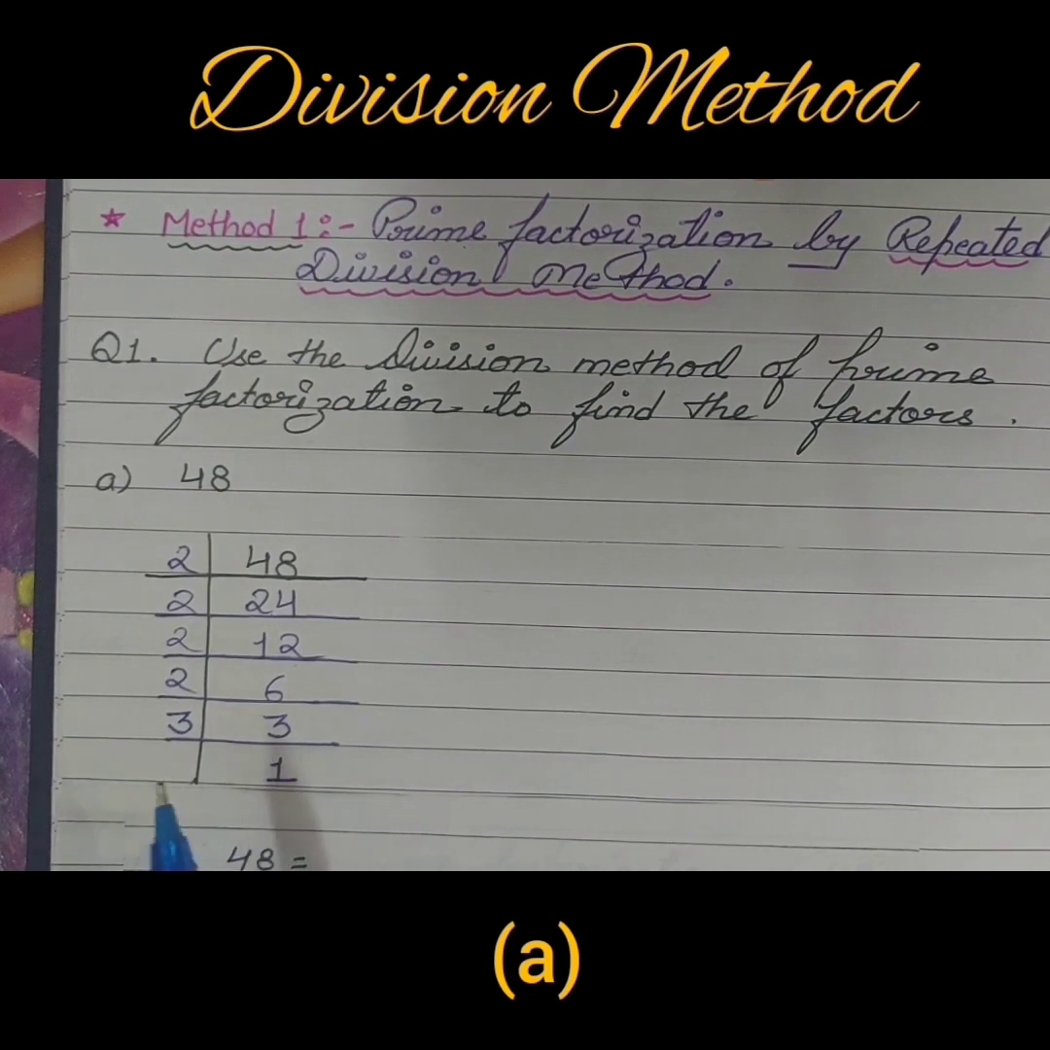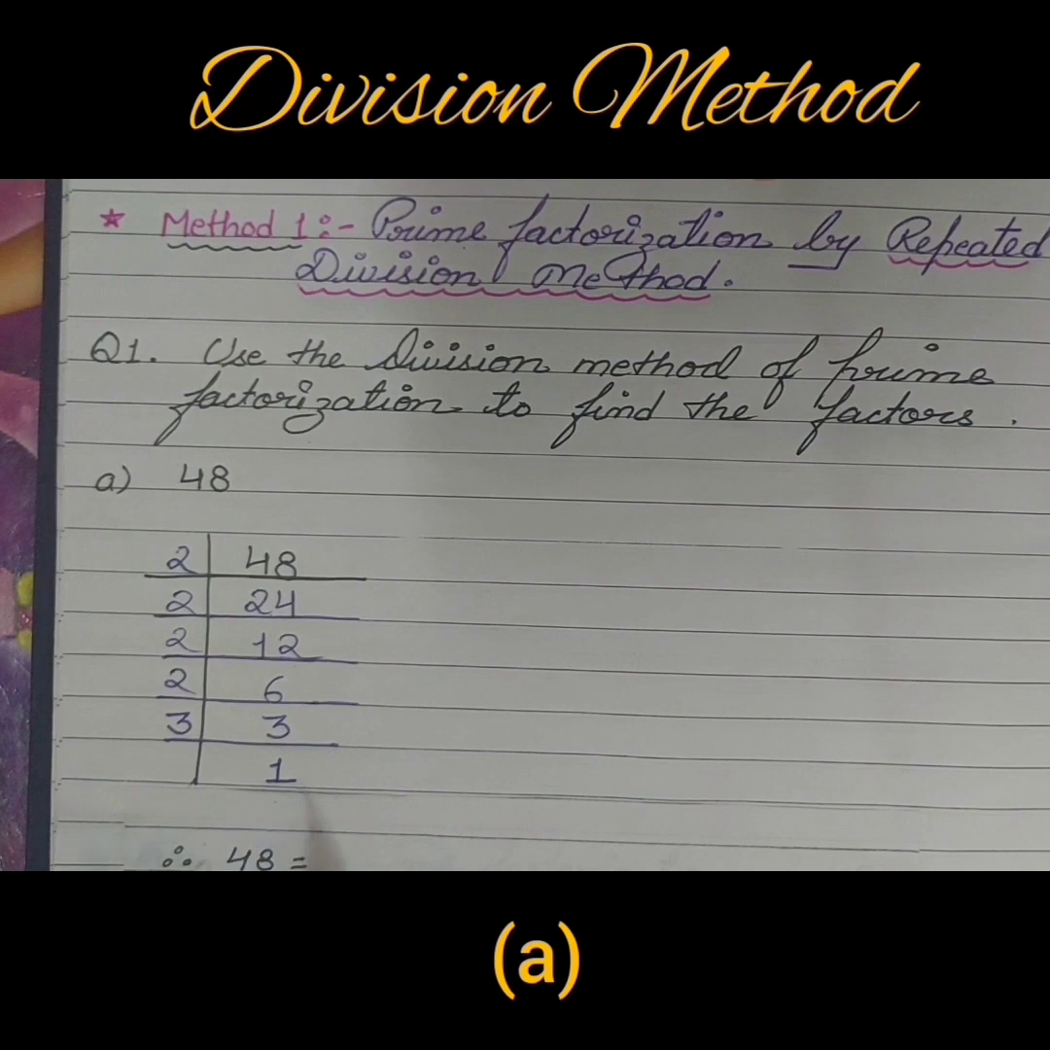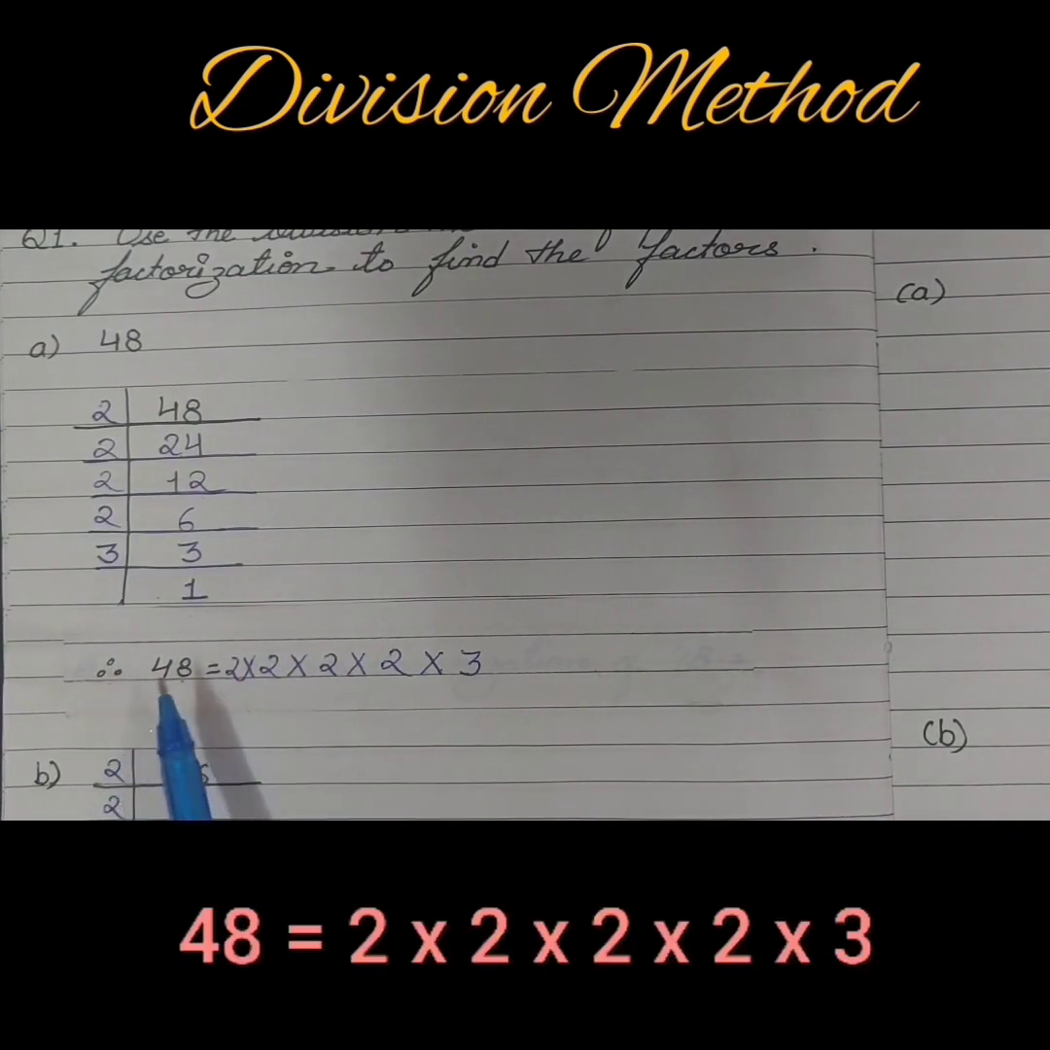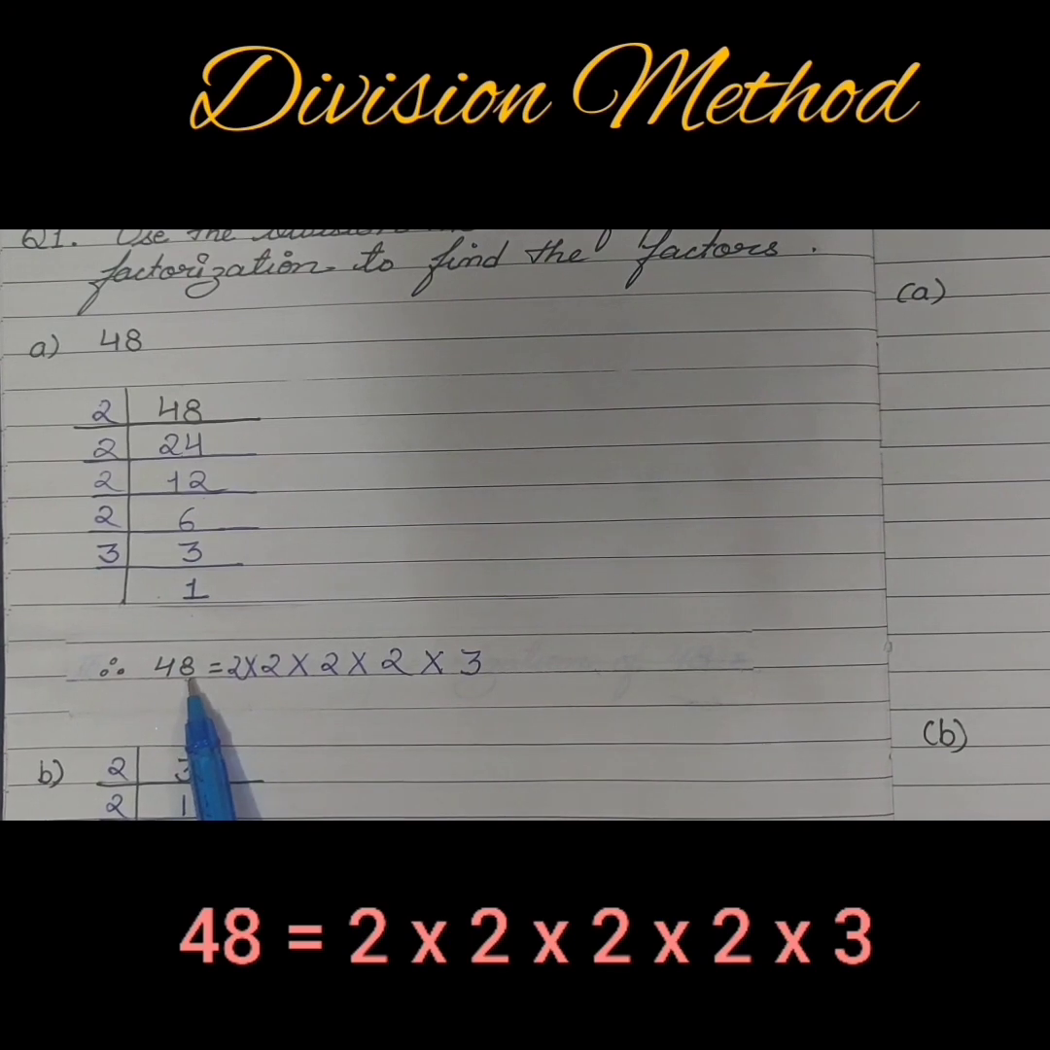And as you know, 3 is a prime number, so we will divide 3 by itself. 3 ones are 3. Now we have 1 as a quotient. Therefore, the prime factorization of 48 is 2 into 2 into 2 into 2 into 3.